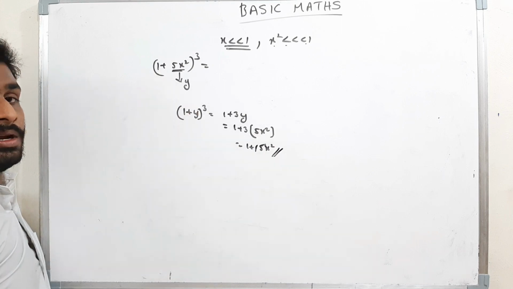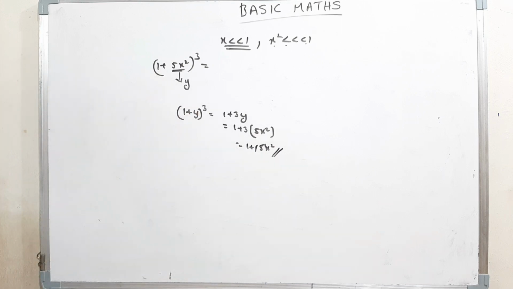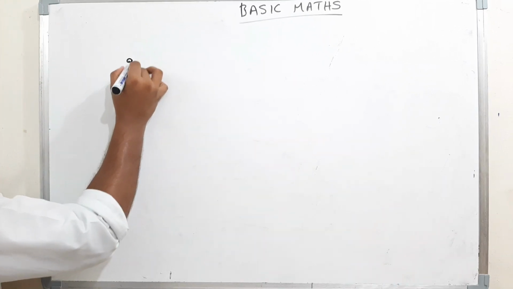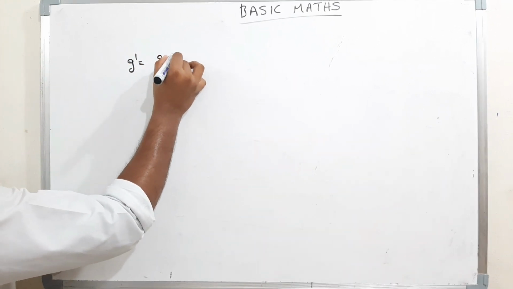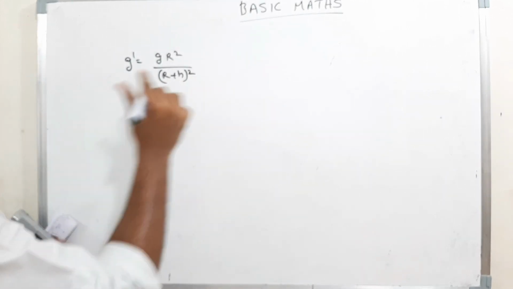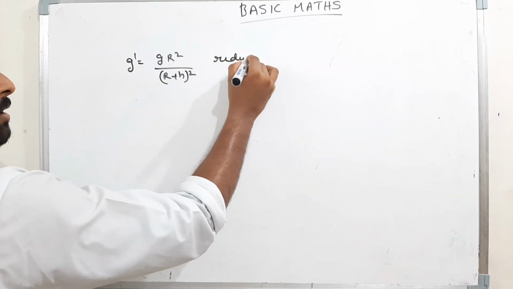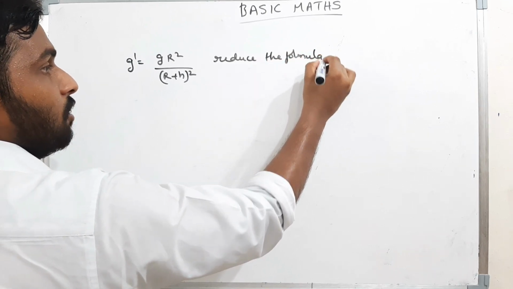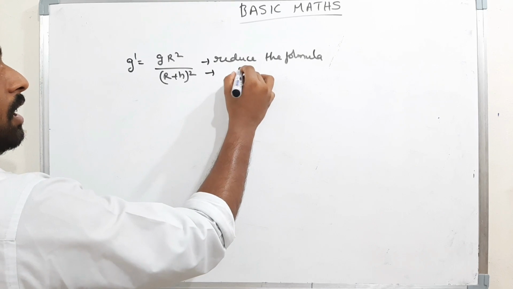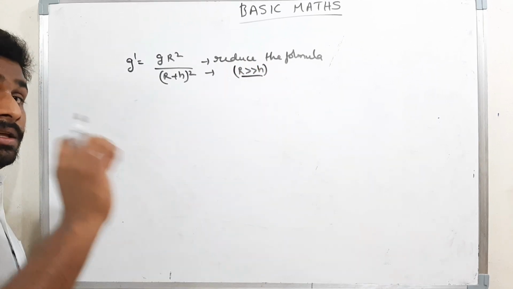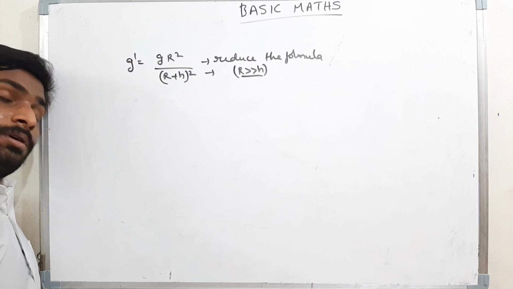I think this is clear how to use the binomial expansion. Now we will see the last problem, binomial expansion. g dash is given as g into r square by r plus h whole square. And they told to reduce the formula, and they told R is very very large when compared to H.